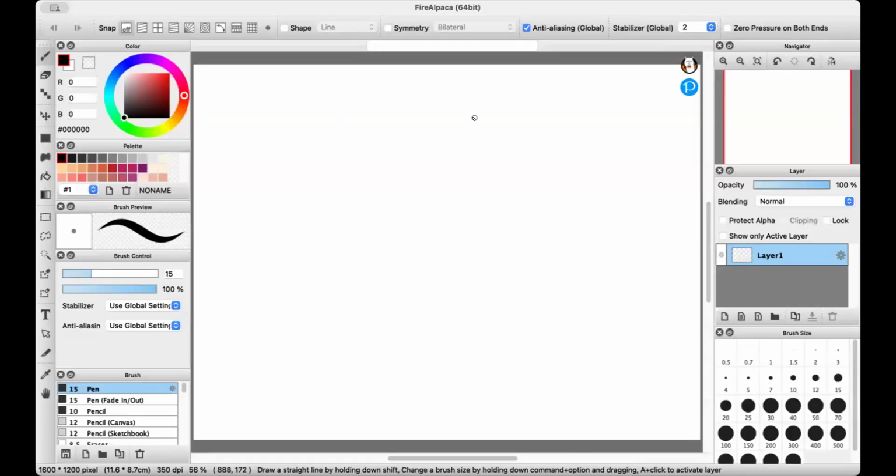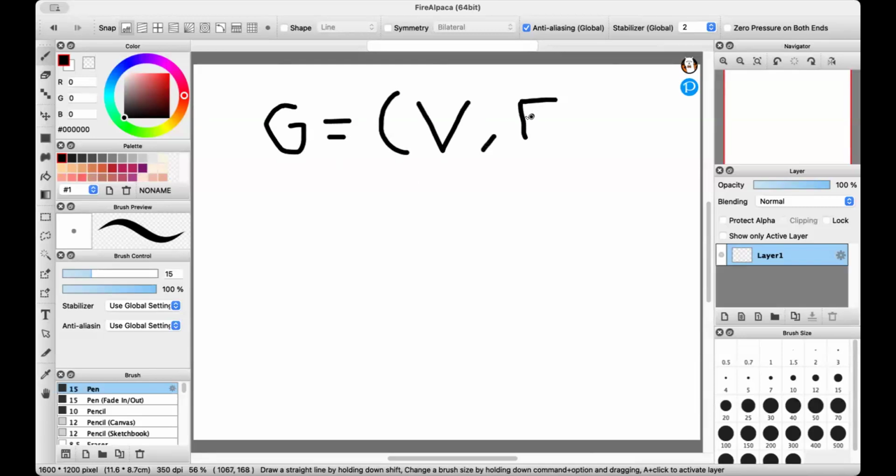So chapter one begins with defining a graph as G equals an ordered pair of V and E. So V stands for the set of vertices that a graph would have, and E stands for the set of edges that a graph would have.